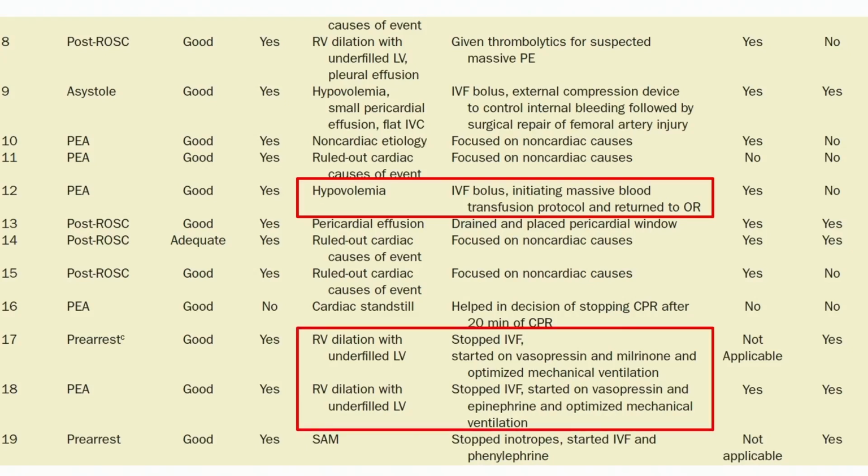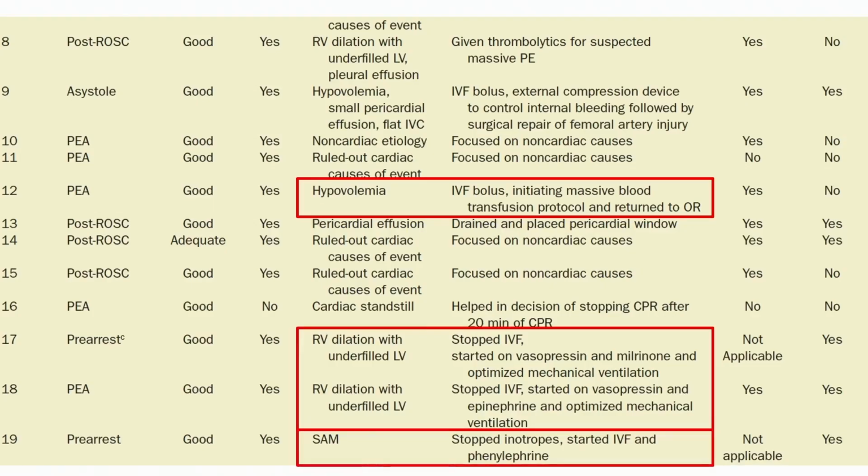These two patients, they found on their ultrasound RV dilation and an underfilled LV. One was pre-arrest and the other was in PEA. And both of them, they were able to treat accordingly by stopping maintenance IV fluids, starting vasopressin and milrinone in one case, vasopressin and epinephrine in the other. And the one that was in cardiac arrest, they achieved ROSC, and both patients survived to hospital discharge.